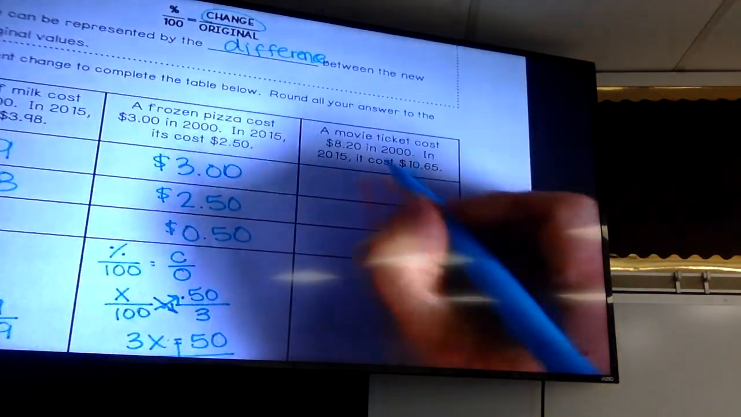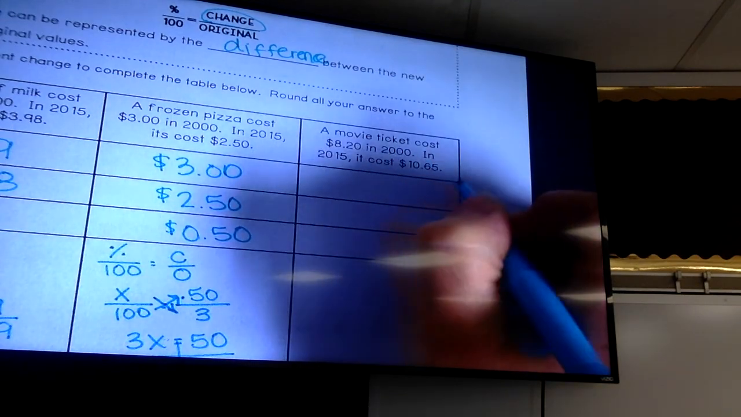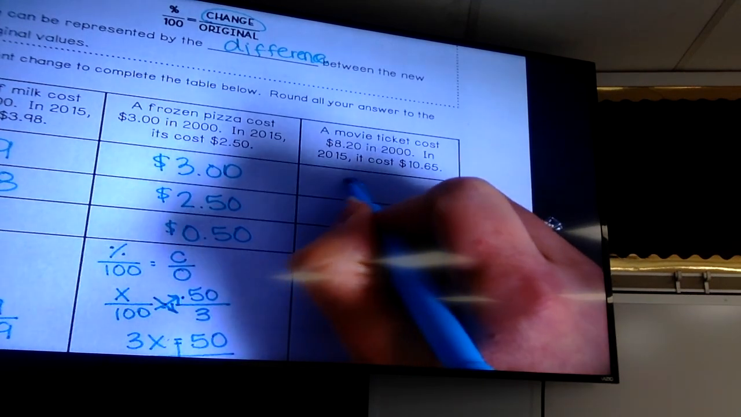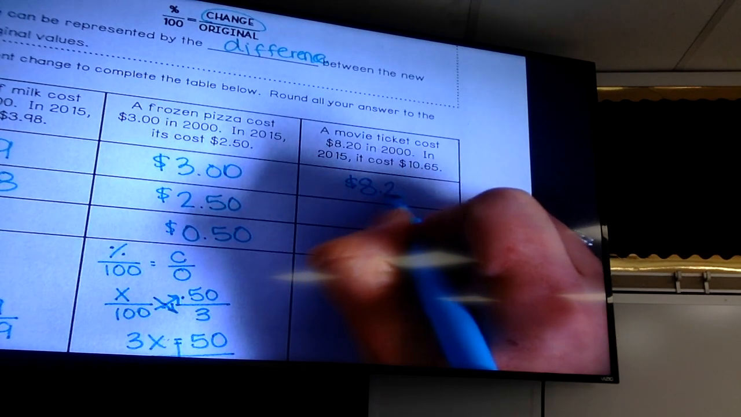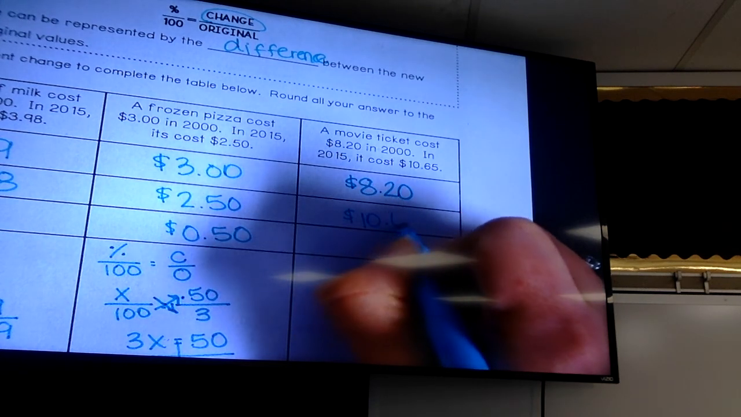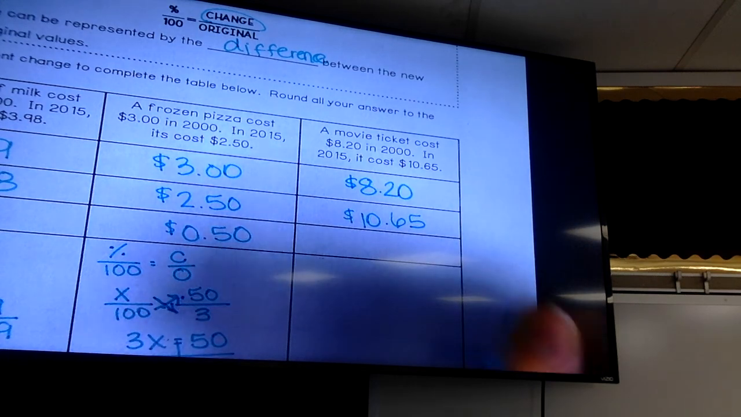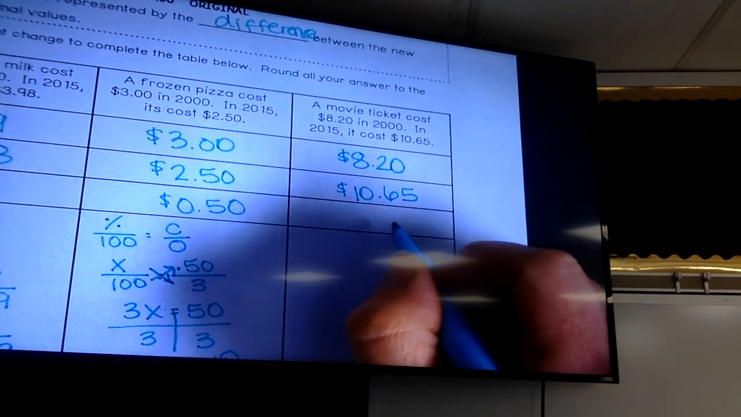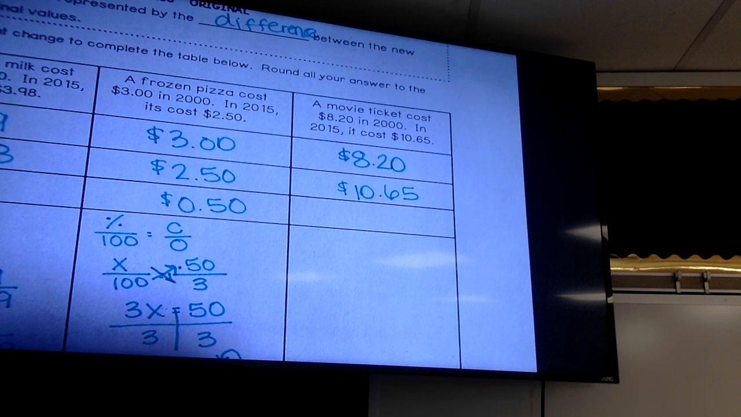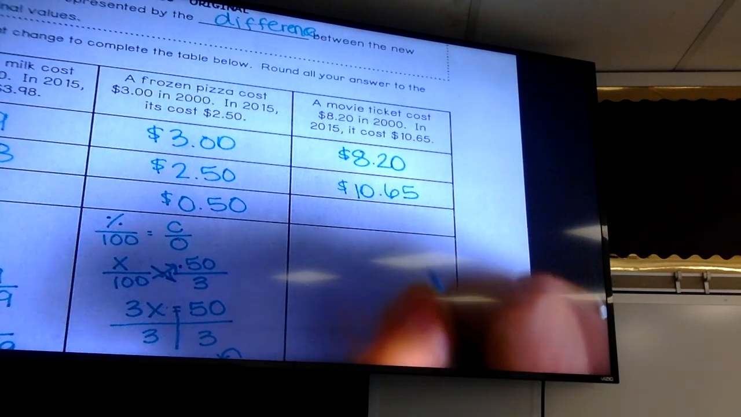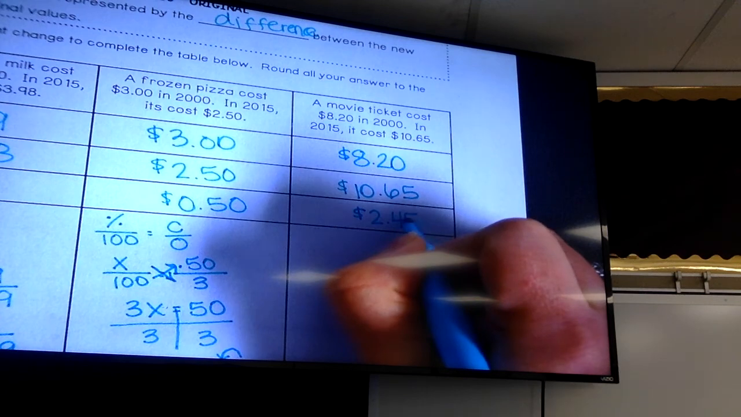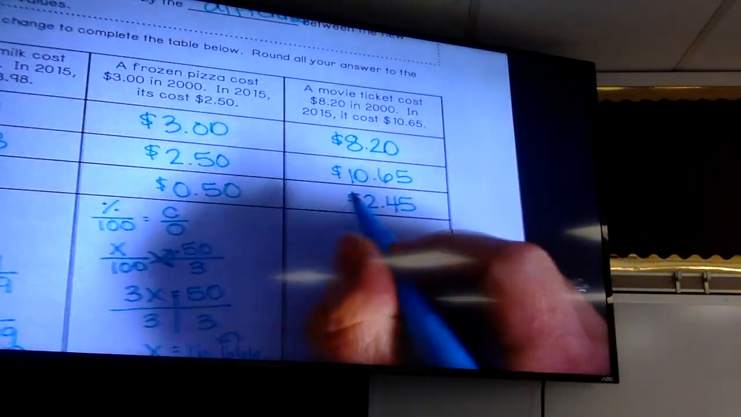Okay, let's do one more. A movie ticket costs $8.20 in 2000. In 2015, it cost $10.65. So the original cost was $8.20. The cost in 2015 was $10.65. I first need to figure out the change, so I'm going to do my subtraction. I'm going to do $10.65 minus $8.20. When I do that in my calculator, I get $2.45 is the amount of change. It has changed that much.